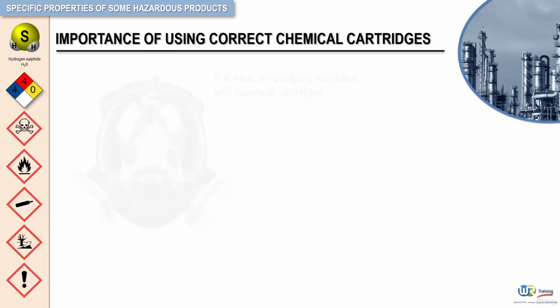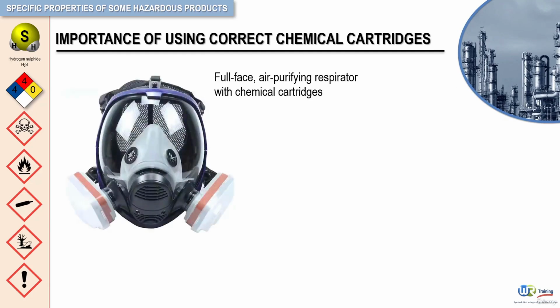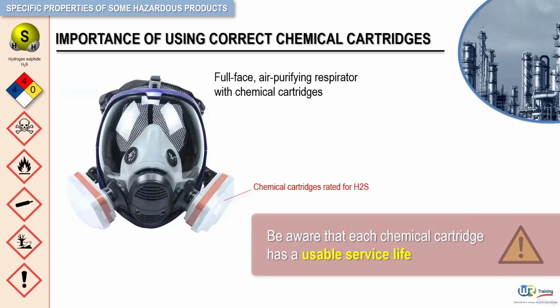When using a chemical cartridge respirator, be aware that each cartridge is designed for a specific chemical. For example, you must have the correct cartridge for hydrogen sulfide for your respirator to be effective. Also, be aware that each chemical cartridge has a usable service life. Cartridges must be changed out before the end of their service life to prevent breakthrough. Breakthrough occurs when the cartridge is no longer effective and the user is exposed to the chemical. This can be particularly dangerous in a hydrogen sulfide environment, since the user may be unable to detect that exposure has occurred.